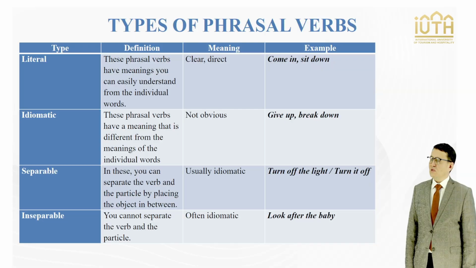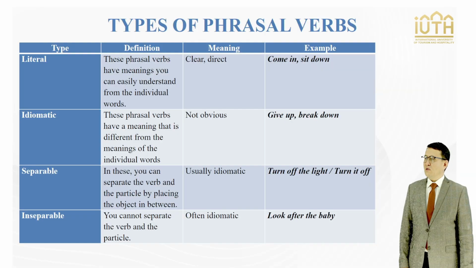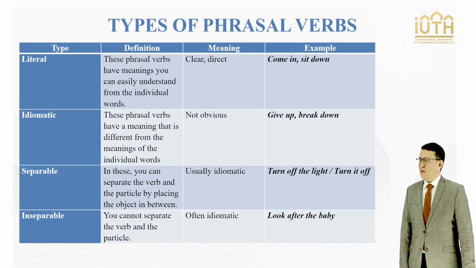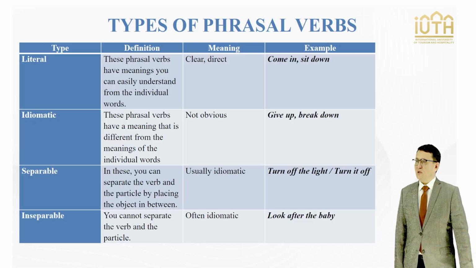And the third one is separable. You can separate the verb and particle by placing the object in between. And the next one, inseparable. You cannot separate the verb and the particle.